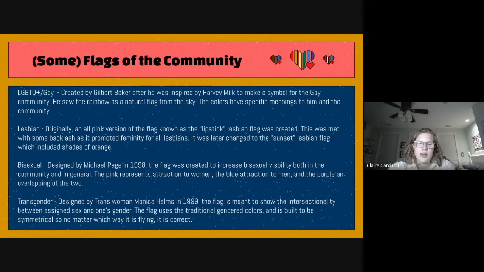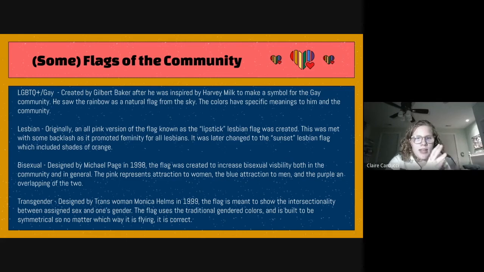So the colors to him meant that the hot pink on the flag stands for sex, the red is for life, orange for healing, yellow for sunlight, green for nature, turquoise for art, indigo for harmony, and violet for spirit. And he once said, our job as gay people was to come out, to be visible, to live the truth, as I say, to get out of the lie. A flag really fit that mission because that's a way of proclaiming your visibility or saying, this is who I am. So I think that is a really interesting story behind that one.